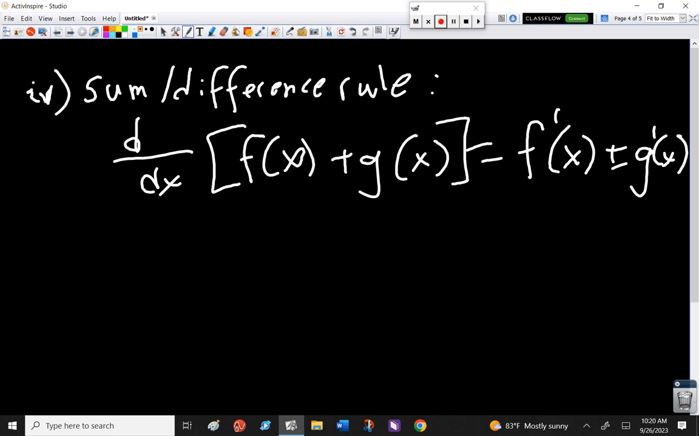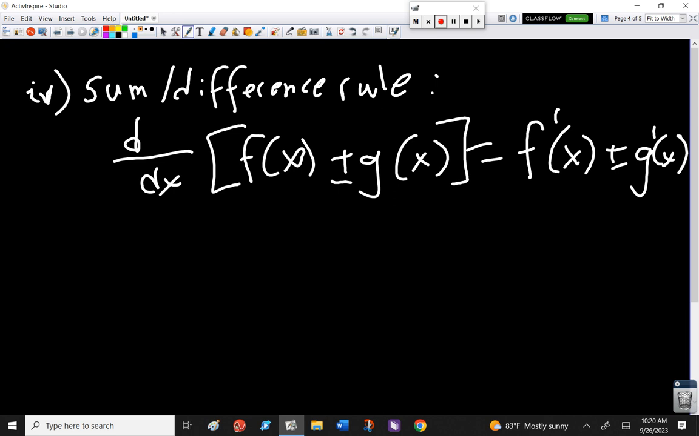So if I have x squared plus x cubed, then it's just going to be the derivative of x squared plus or minus the derivative of x cubed. And I should have put a plus or minus here. Instead of showing you two different rules, I'm just going to combine them in one rule. If it's a plus or minus, it's going to be a plus or minus for the derivative as well. That won't change.